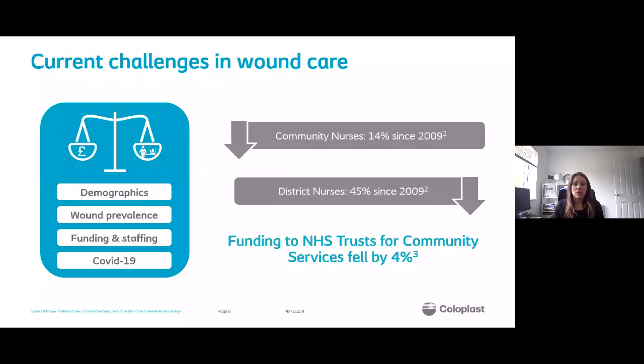We face lots of challenges in wound care, and looking at community nursing numbers and district nursing numbers, we've seen a real decrease in staffing numbers since 2009. And I know from my own experience working in the community, both as a district nurse, community nurse and tissue viability nurse, that I've seen lots of staff leave or retire, and it's really difficult to get new staff into the community setting. So we've seen that reduction in staffing, we've seen an increase in wound prevalence.